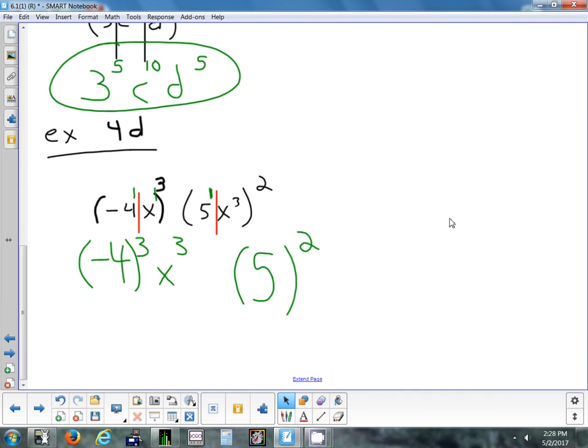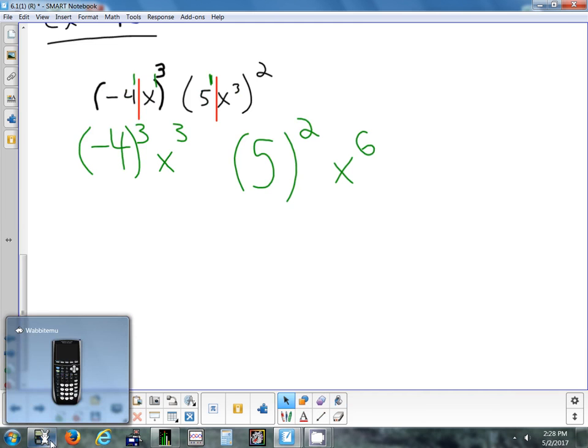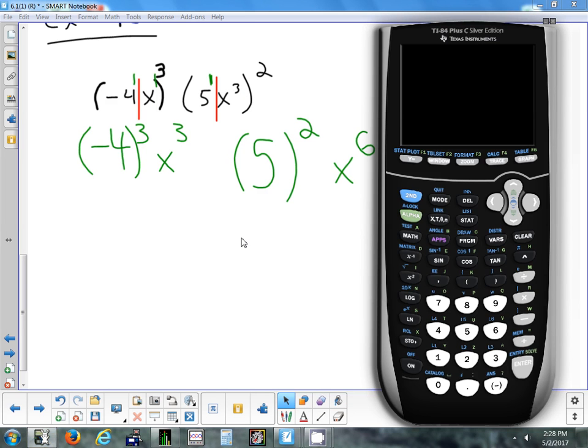What about the x? Oh, yeah. X to the... careful, 6. Oh, 6. Remember, I'm multiplying here, right? It's okay, buddy. X to the 6th. Okay, good. Now I want to simplify those whole numbers right now. Let's simplify those whole numbers.